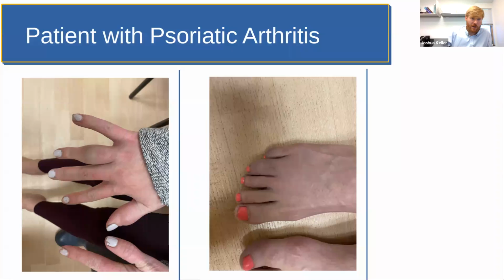And then also her thumb, if you see her two thumbs next to each other, her right thumb there, IP joint is very swollen as well. So this is a kind of a classic case that I saw of psoriatic arthritis. Her scalp had very classic psoriasis in it. And it's not symmetric, as you can tell, at least in some of the joints there. I didn't have pictures of her other hands here and toes.